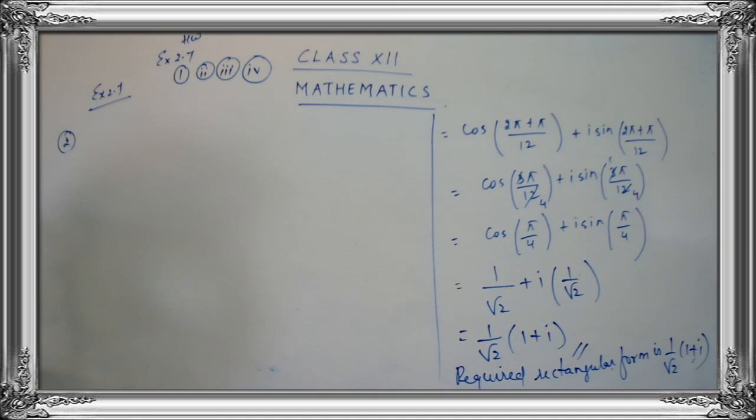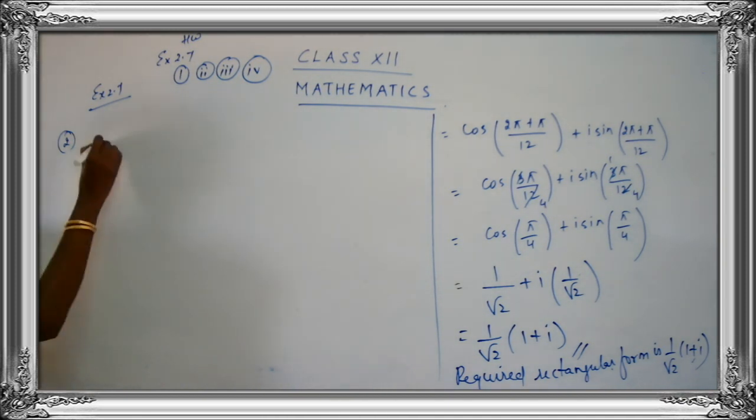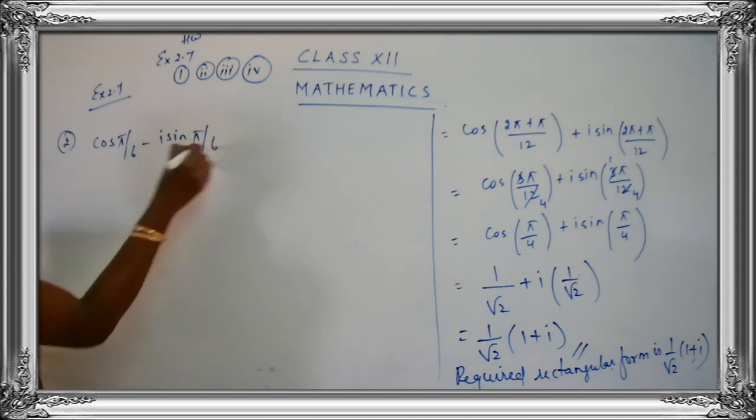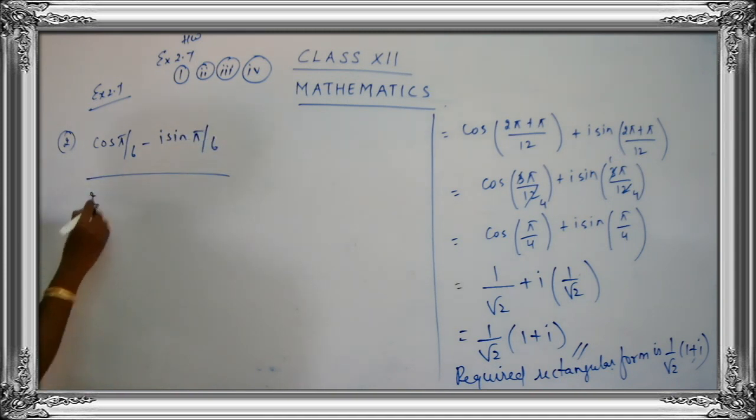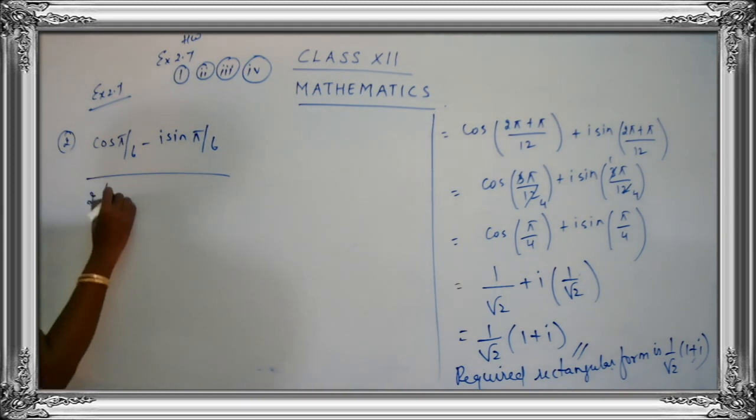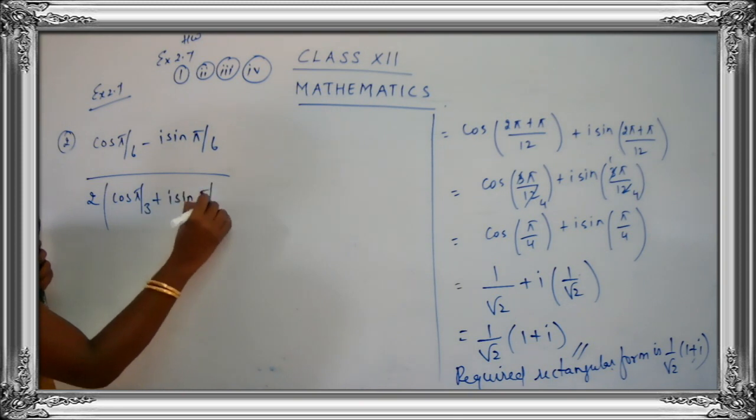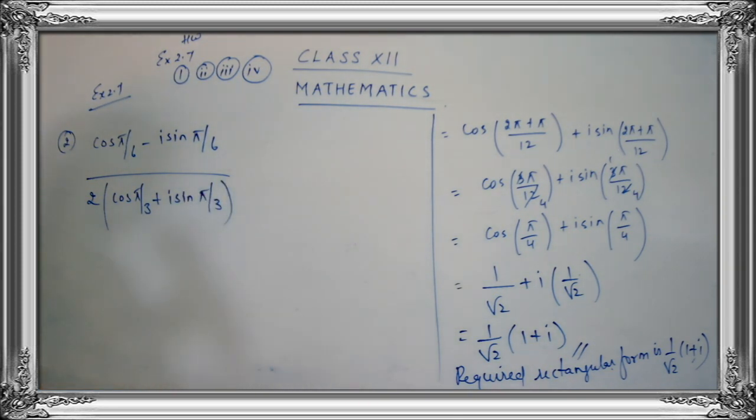What is the second question? Cos pi by 6 minus I sin pi by 6 upon 2 cos pi by 3 plus I sin pi by 3. Okay children, so this is the question given to us: cos pi by 6 minus I sin pi by 6 upon 2 cos pi by 3 plus I sin pi by 3. So now let's go with the answer over here.